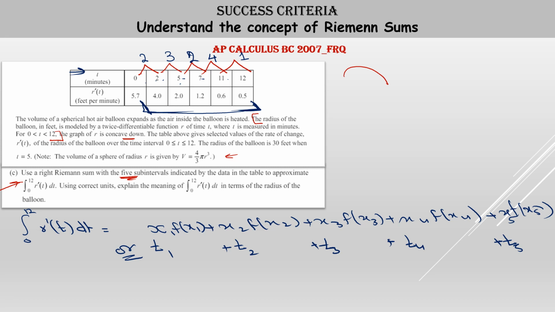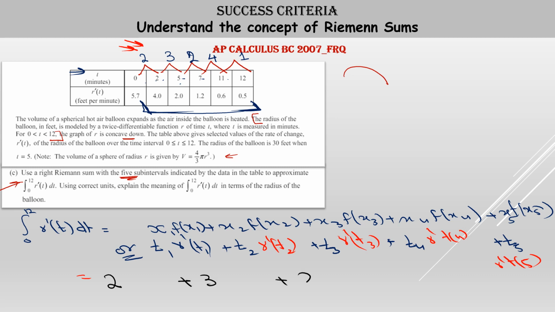So in place of f of x1, you write r prime of t1. Then r prime of t2, then r prime of t3, then r prime of t4, and in the end r prime of t5. Now for the widths, you take the ones calculated by you. Again I am writing the widths only: 2, 3, 2, 4 and 1.